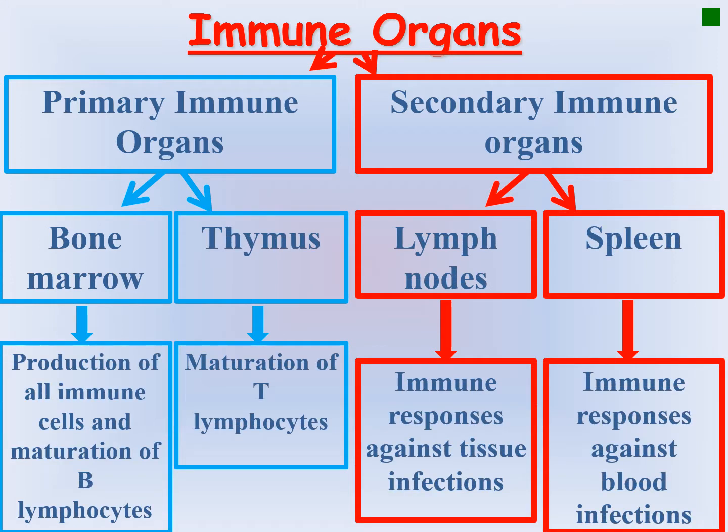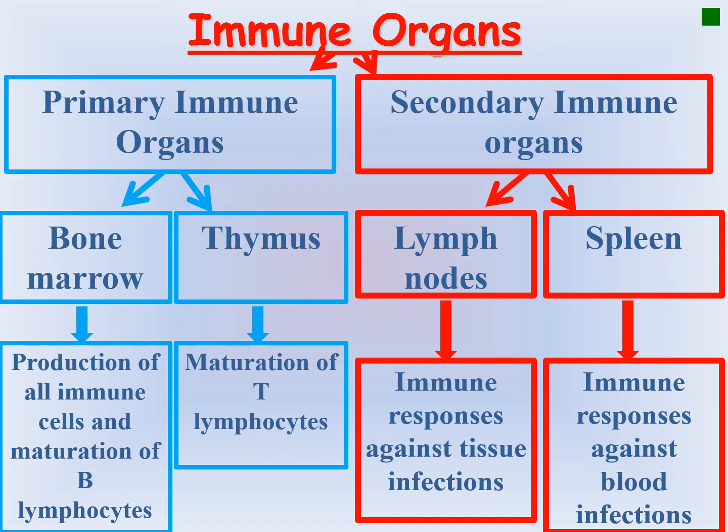response. Immune organs, as I said, are primary and secondary. Primary organs are the bone marrow and the thymus. Secondary immune organs are the lymph nodes and the spleen. Bone marrow: production of all immune cells and maturation of only B lymphocytes, while thymus: maturation of only T lymphocytes. So the bone marrow produces B and T, and only maturation of B occurs in the bone marrow, while in the thymus, maturation of only T lymphocytes.